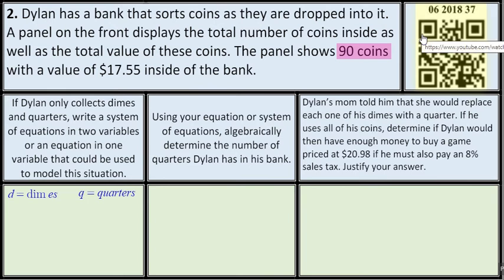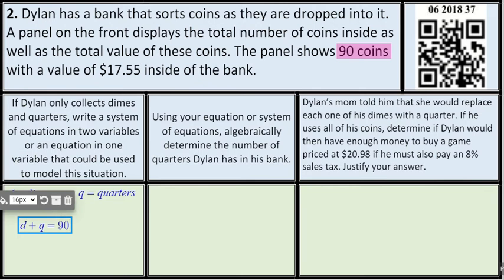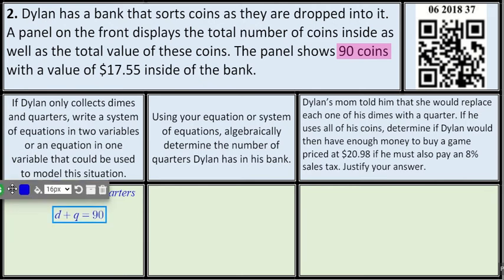So this first equation, when I'm talking about 90 coins, I don't know which coins are which, but I know that D plus Q equals 90 because there are 90 coins. So that's our first equation.